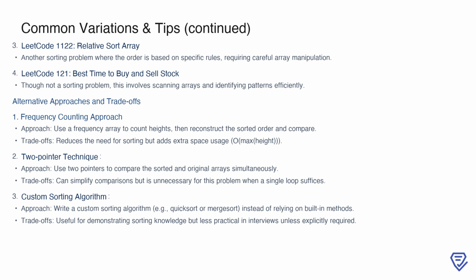As for alternative approaches, one option is the frequency counting method. Here, you count the occurrences of each height, reconstruct the sorted array, and then compare it to the original. This can reduce the need for sorting but requires additional space proportional to the range of heights. Another approach is the two-pointer technique, which simplifies comparisons by simultaneously iterating through the sorted and original arrays. However, in this problem, a single loop is often sufficient.